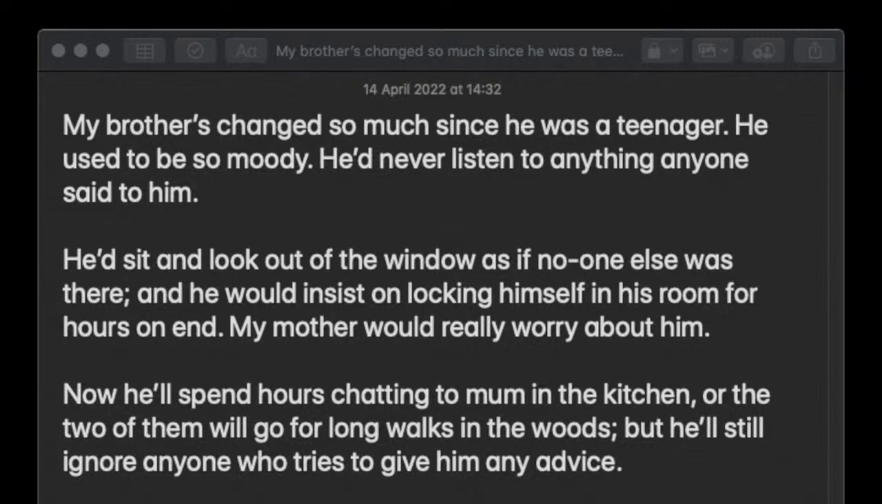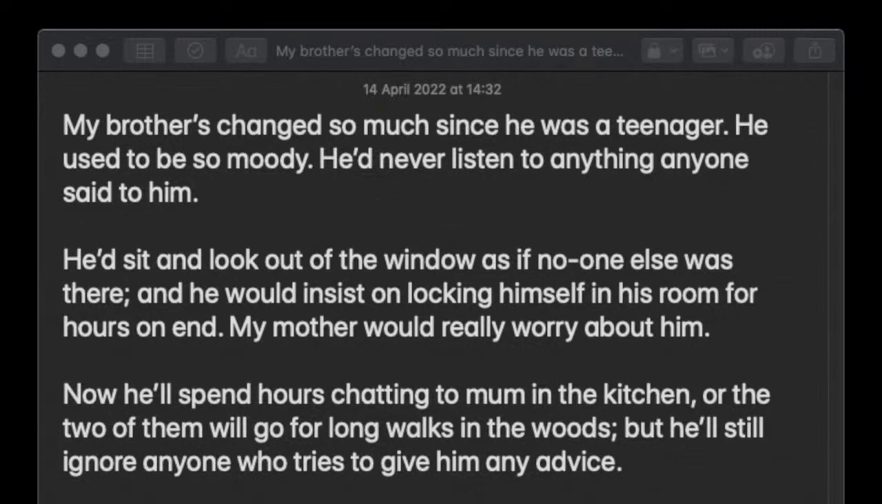Good. So he would insist on locking himself in his room for hours on end. I noticed that you put the accent on would. You said, and he would insist on locking himself in his room. I think it would sound better to put the accent on insist. And he would insist on locking himself in his room. So insist and locking. Okay, locking has an accent. Insist has an accent. And he would insist on locking himself in his room for hours on end. Okay, rather than, and he would insist.